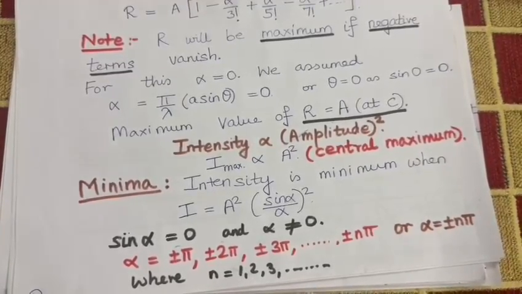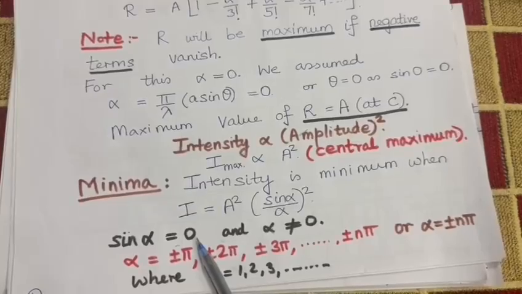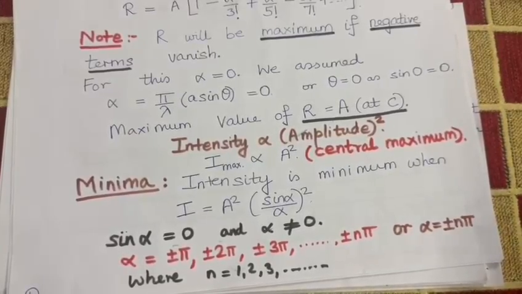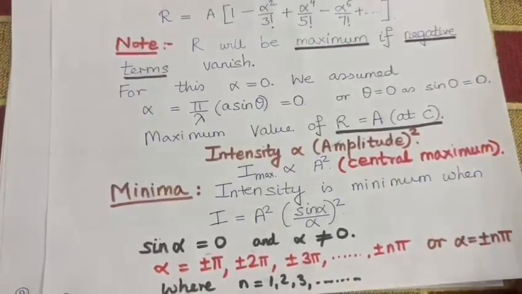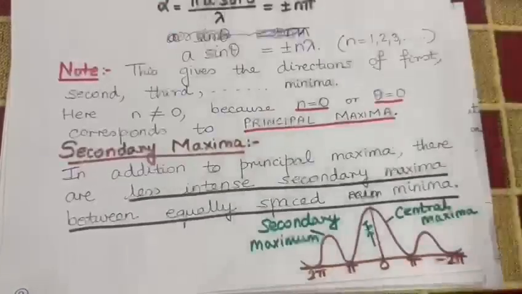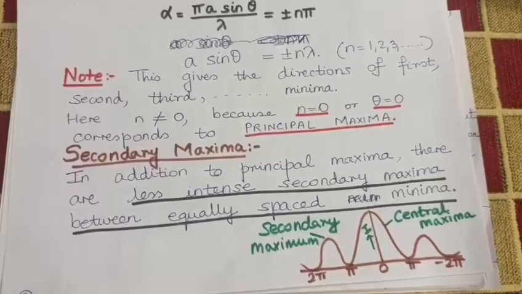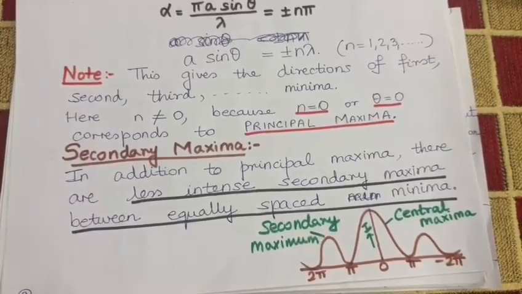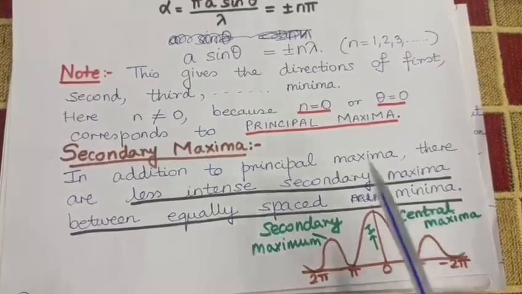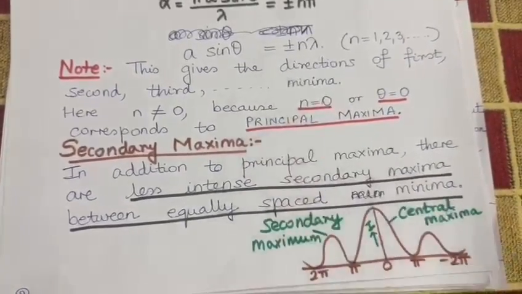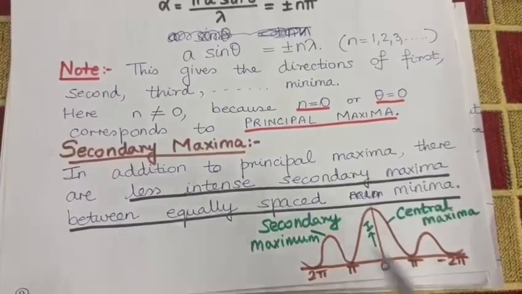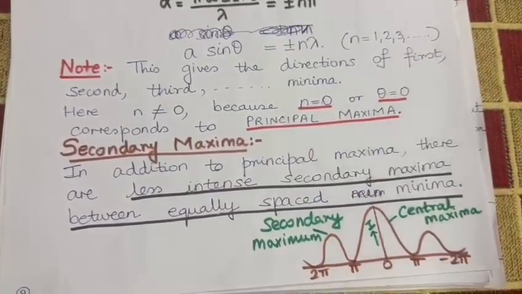Now for minimum intensity, sine alpha equal to 0, and these values will give us the position of minimum intensities. So when we put alpha equal to plus minus pi, plus minus 2 pi, plus minus 3 pi, n pi, etc., we get the position of minimum intensities. Now alpha we had assumed equal to pi A sine theta upon lambda, which is equal to plus minus n pi. So when we put the value here, we get A sine theta equal to plus minus n lambda. So this gives us the direction of the first, second, third, and so on minima.